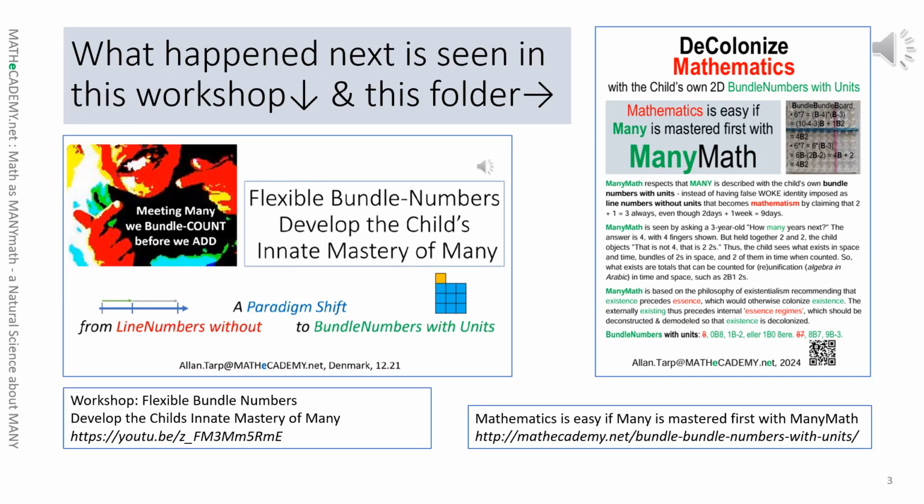What happened next is seen in this workshop, and this folder. The workshop is a video called, Flexible Bundle Numbers, Develop the Child's Innate Mastery of Many, a Paradigm Shift, from line numbers without, to bundle numbers with, units. Meeting many, we bundle count before we add. The folder is called, Decolonize Mathematics, with the child's own two-dimensional bundle numbers with units. Mathematics is easy if many is mastered first, with many math. The links are seen below.